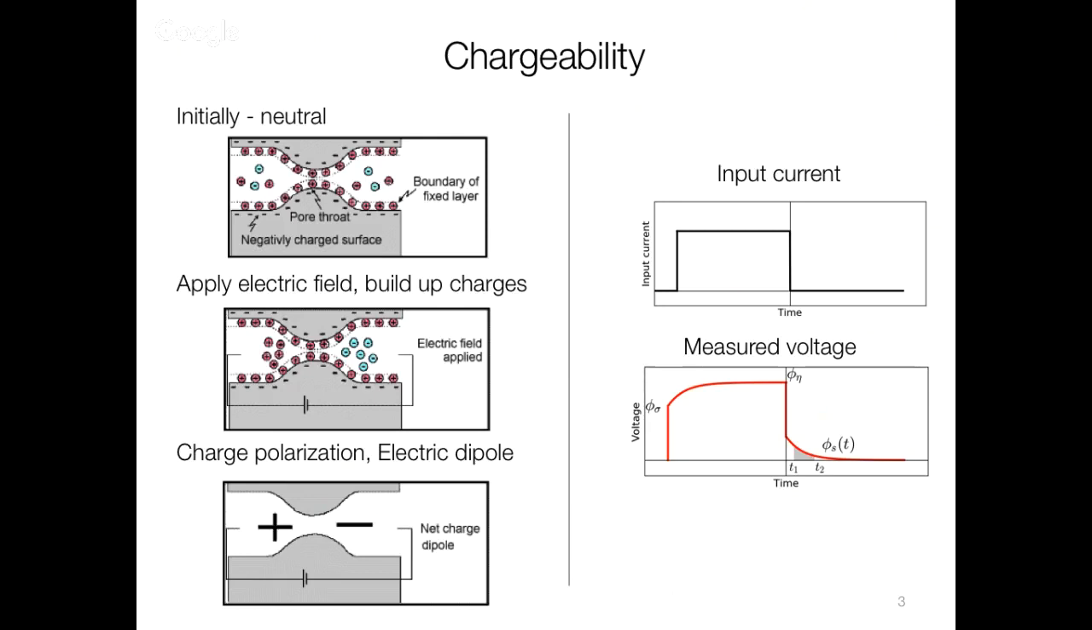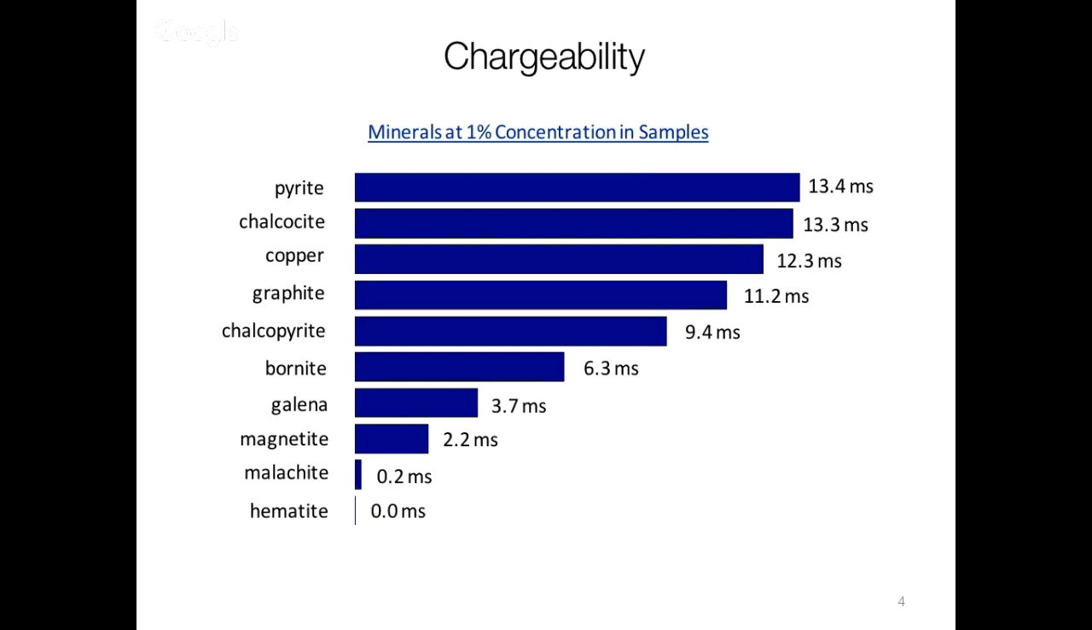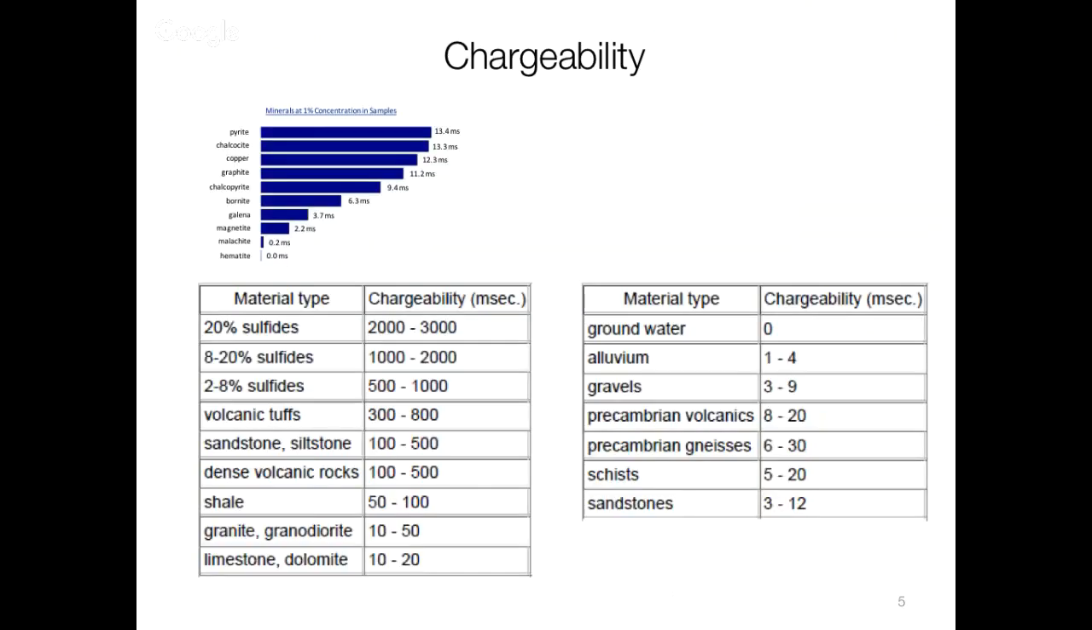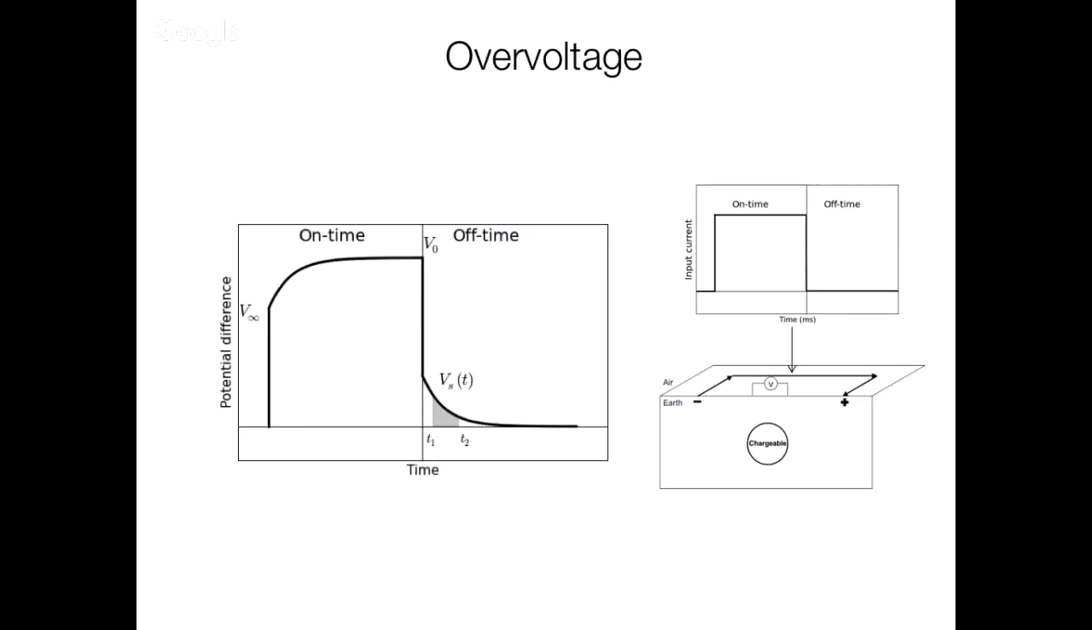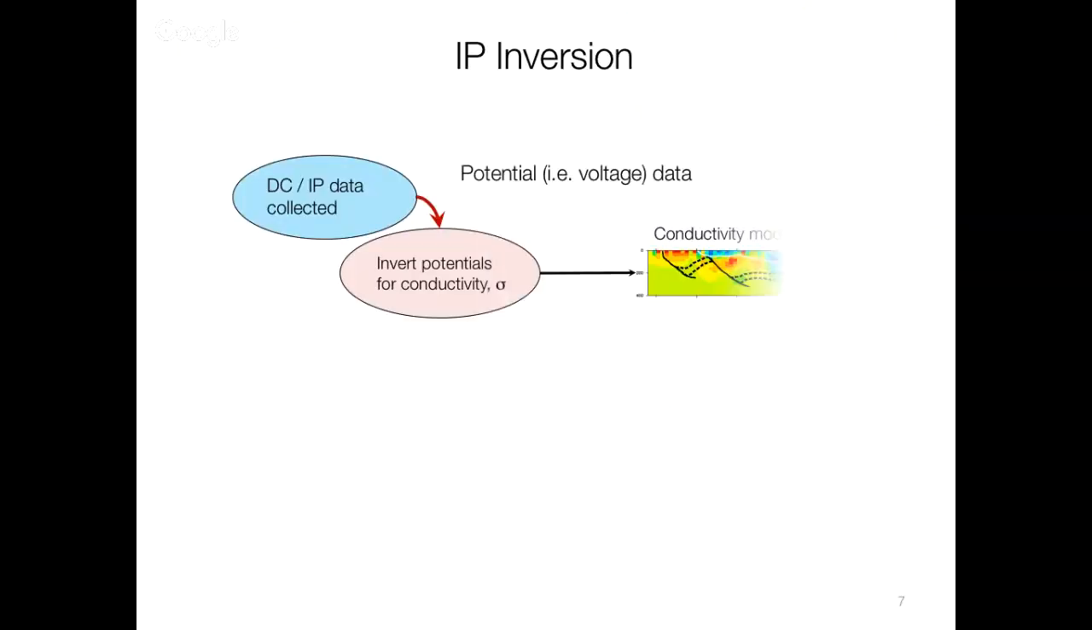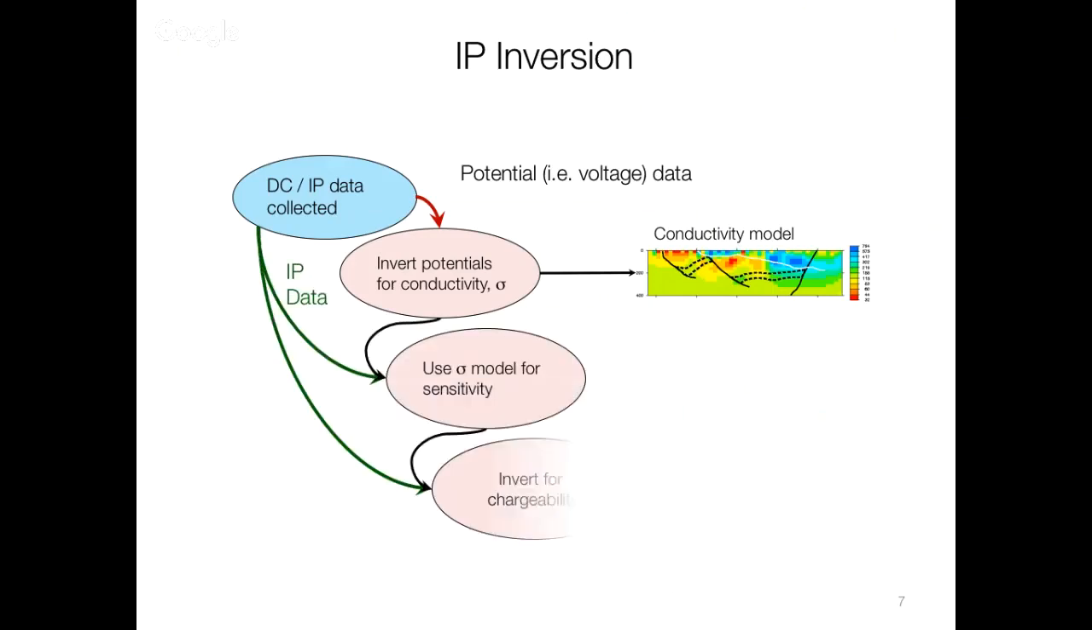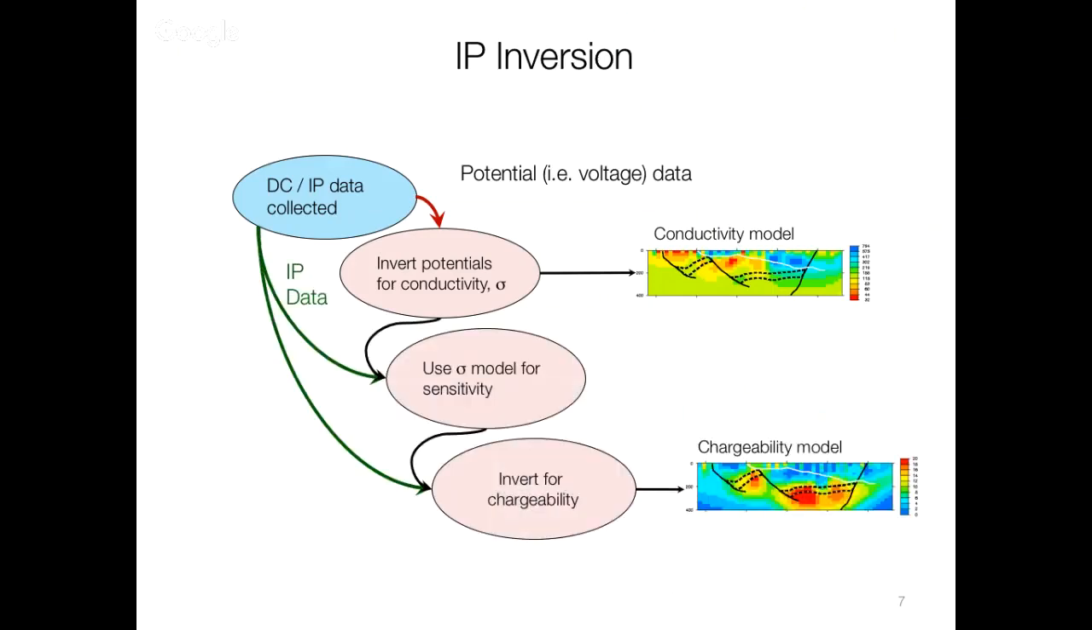When we turn the current off, the voltage initially drops, and then these are just all the effects of the charges. So we saw that, minerals, here was our overvoltage, here was what we're interested in. And then this is what we did for looking at the data.